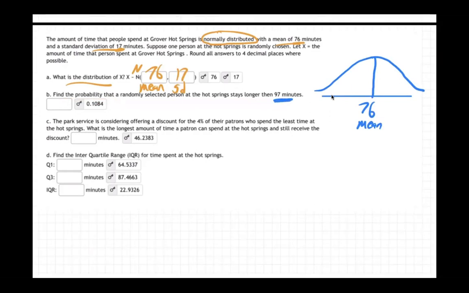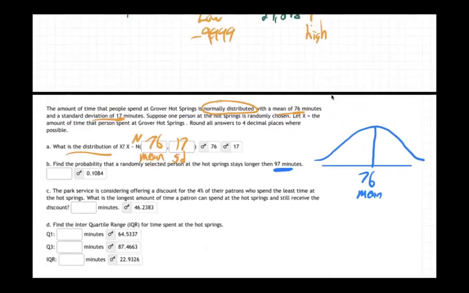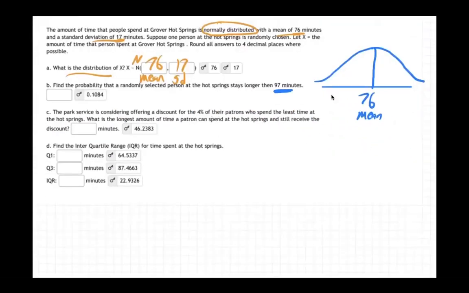Now, is that to the right or the left? Well, this is a number line. There's 76 and 77 and 78, and to the left, a smaller number, 75, 74. So 97 is going to be somewhere way over here to the right. Let me do a better job of this. Okay, 97 right there.